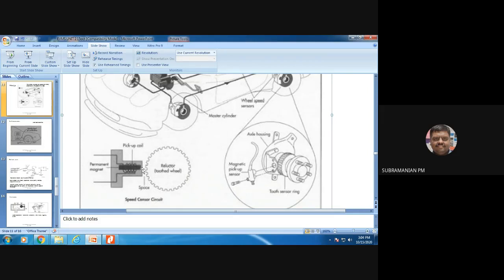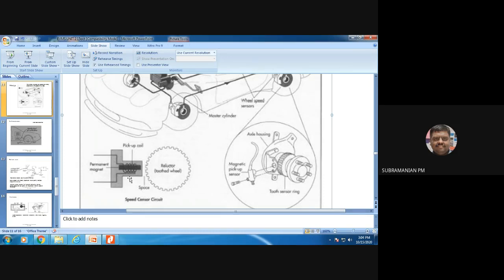You see, how does the wheel sensor work? We have a reluctor. Reluctor means it provides resistance to the magnetic field. We can say a toothed wheel. Near the toothed wheel, I will have a permanent magnet. The magnet will not be touching the reluctor, the magnet will not be touching the tooth. Around the magnet, I will have a pickup coil, which means a coil wound around this magnet.